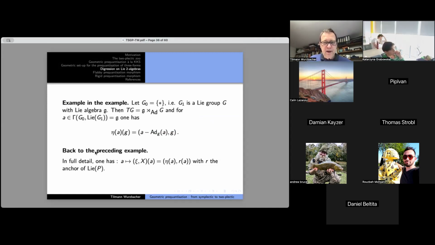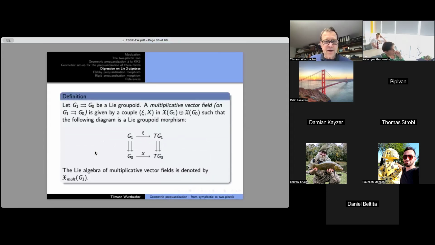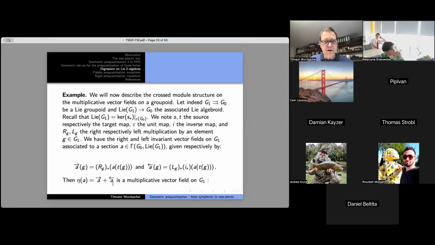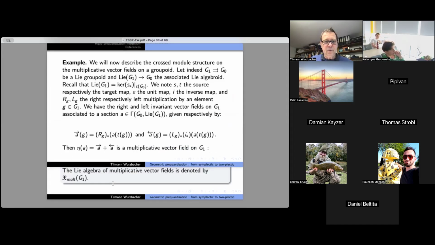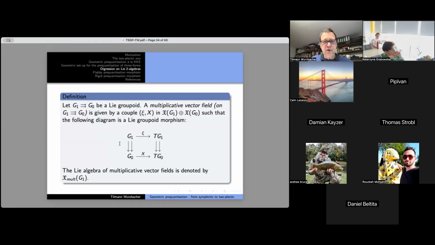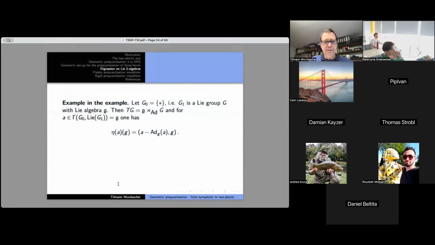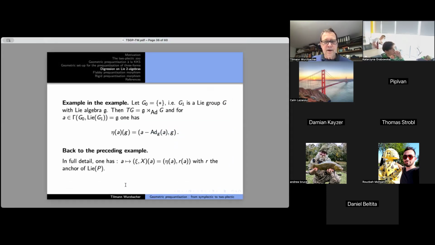So we had this eta of A, which is just the sum of the left and the right invariant vector field. And I said a multiplicative vector field is a couple. It's a vector field on G0 and on G1. So this is the upper part. This is the eta and the psi. And the lower part, well, the Lie algebroid comes with a vector bundle morphism to the vector fields of the base, G0. This map is called the anchor.